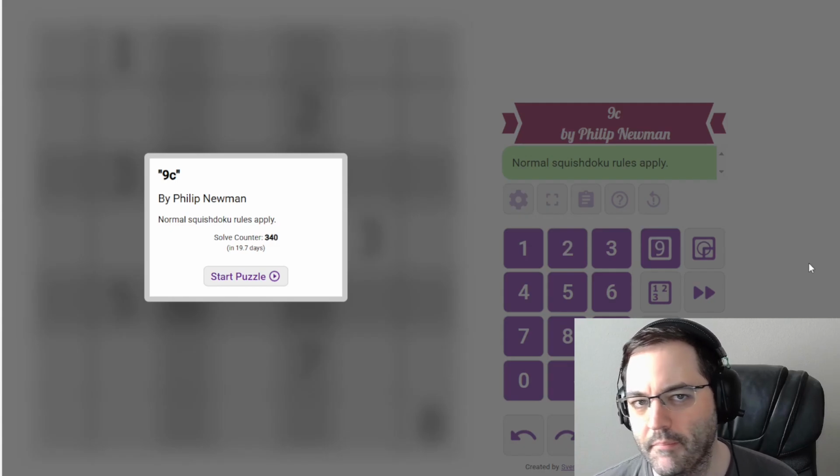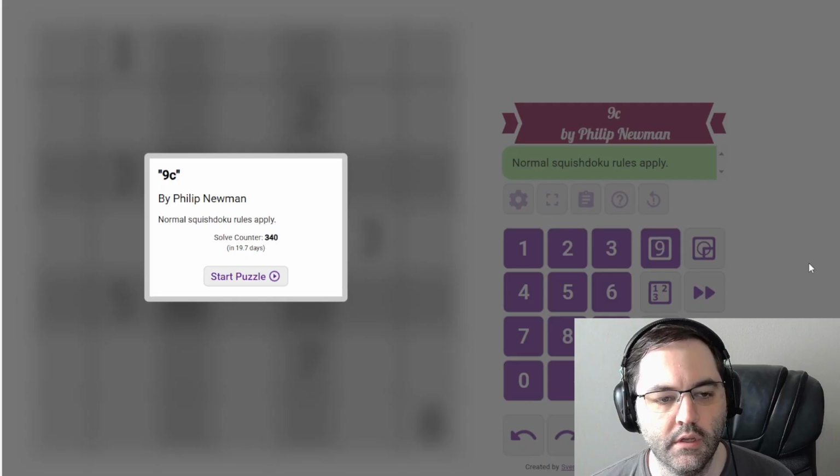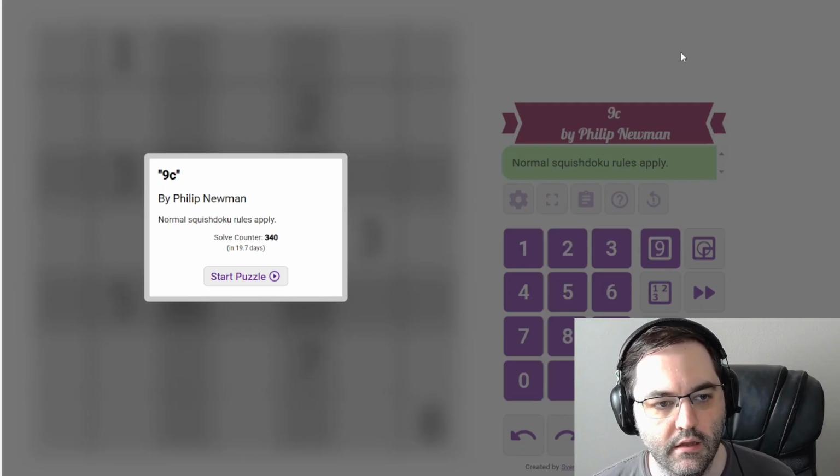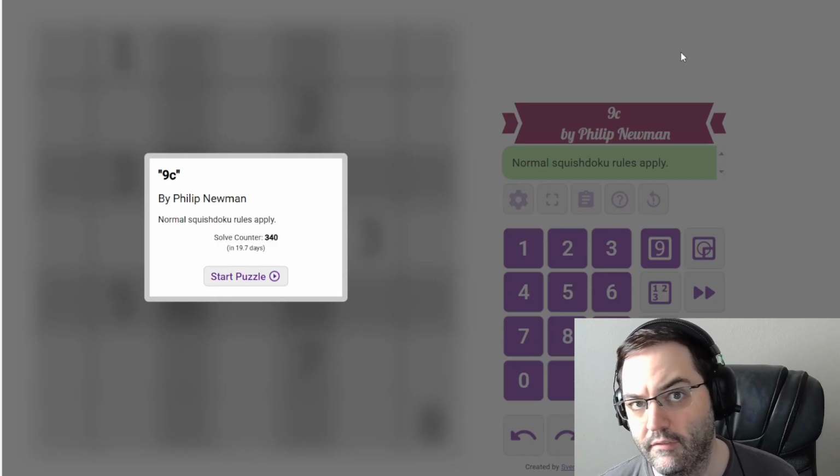Hi everyone, this is a bonus walkthrough of a couple of puzzles I posted on June 1st alongside the normal GAS. I filled in for Clover on June 1st. She was sick, and the puzzle I posted, this Squishdoku variant, I had never heard of until a couple weeks ago.